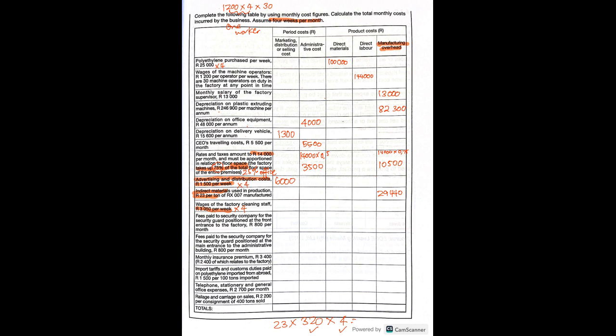So it's going to be 3050 times 4, and that would be 12,200.